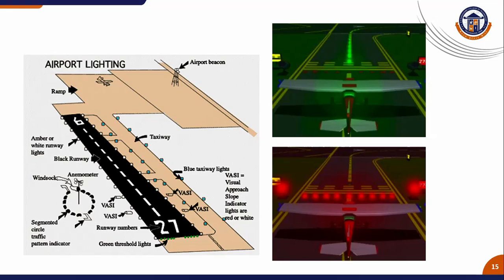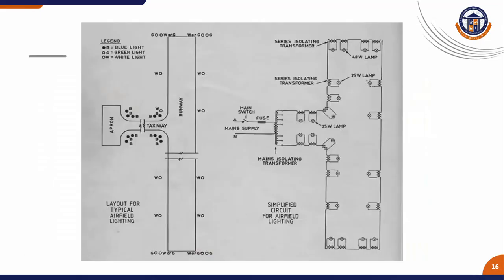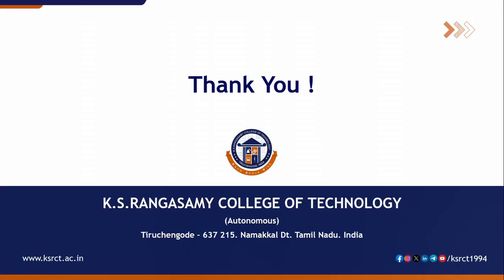On the right side also, the runway is clearly indicated with the various lighting, green light and red light. Here also a line diagram is given for the layout of typical airfield lighting, and a simplified circuit for airfield lighting, as well as the lamp arrangements, are given in the diagram.